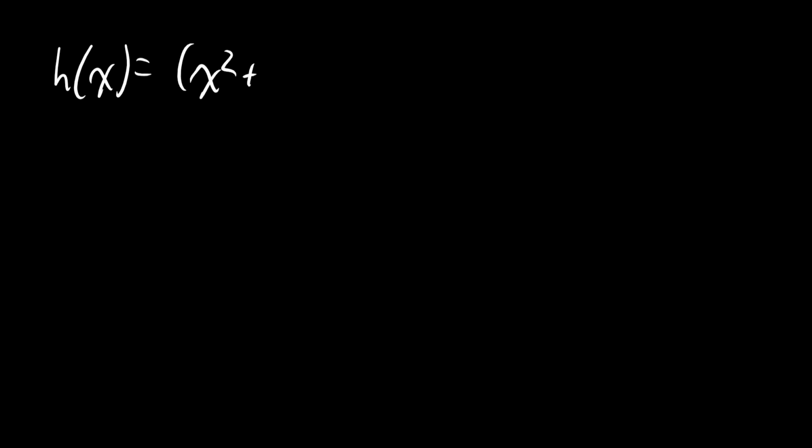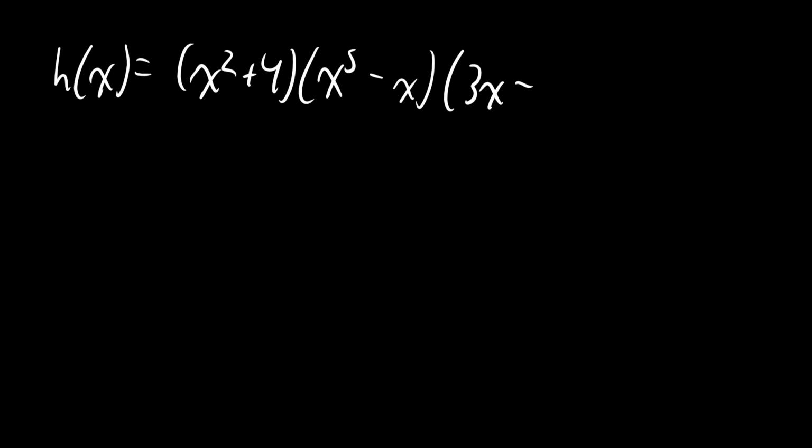Now, what about functions that have three parts? Let's say h at x is equal to x squared plus 4, x to the 5 minus x, and then times 3x minus 2. Something like this. Well, the product rule can be expanded for three different functions as well. So I'll make this i at x.